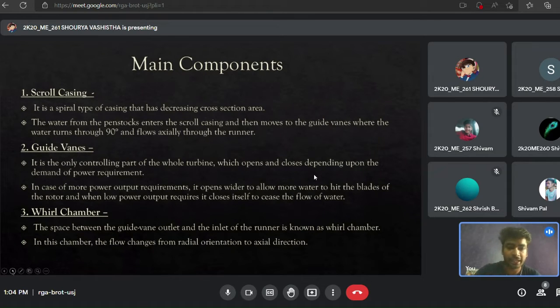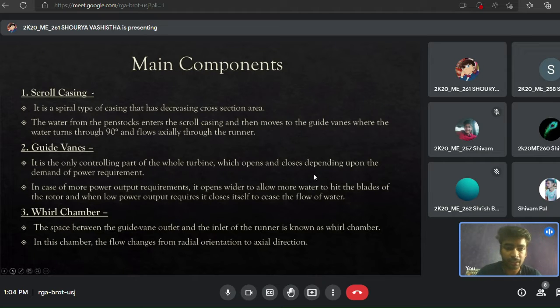Guide vanes. The guide vane mechanism is the only controlling part of the whole turbine, which opens and closes depending upon the demand of power requirement. In the case of more power output requirement, it opens wider to allow more water to hit the blades of the rotor, and when low power output is required, it closes itself to cease the flow of water.